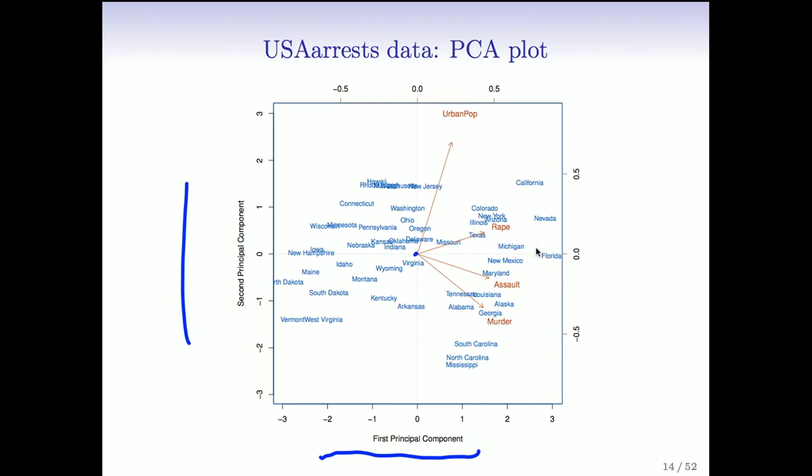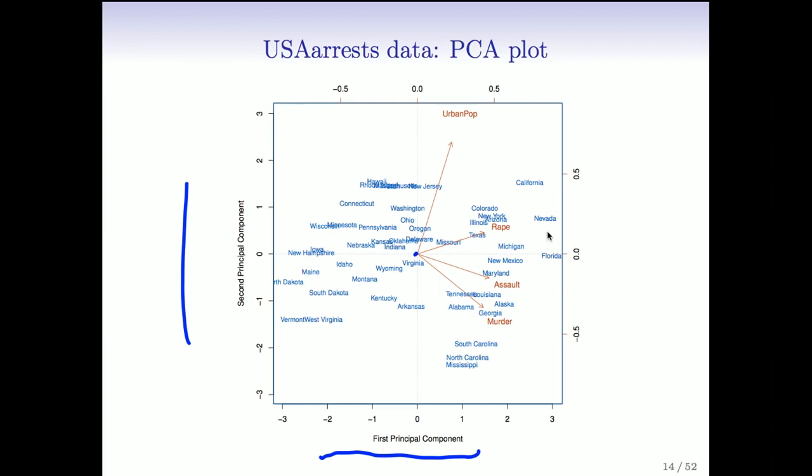Okay, and so these are going to be high crime regions, these are going to be low crime regions. And so now you can look at where the states lie. For example, Florida is sitting right out on the first principal component, so that's a high crime area, and so on. So you look at the positions where states project to see how they relate to the principal component.